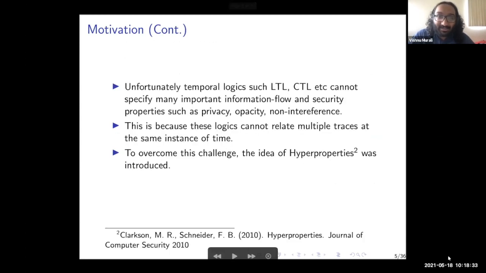Unfortunately for us, there are many specifications which cannot be specified in terms of logics such as linear temporal logic or computation tree logic, such as privacy or opacity. This is because these logics, unfortunately, cannot relate multiple traces at the same instance of time. To overcome this problem, Clarkson et al. proposed the notion of hyperproperties and studied their corresponding logics, which they dub hyper temporal logics.